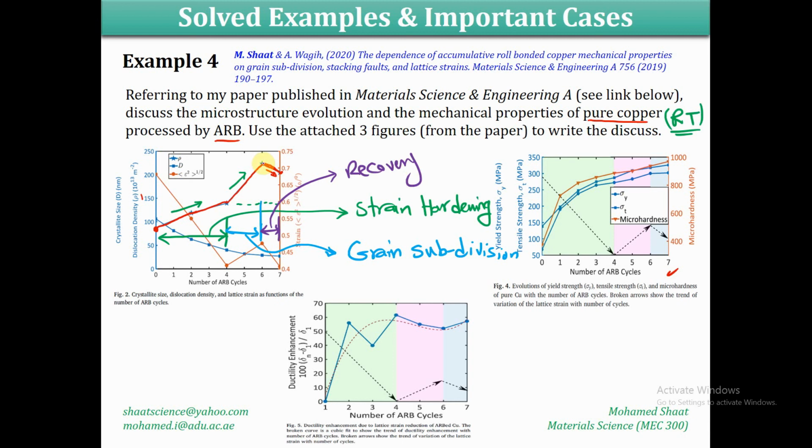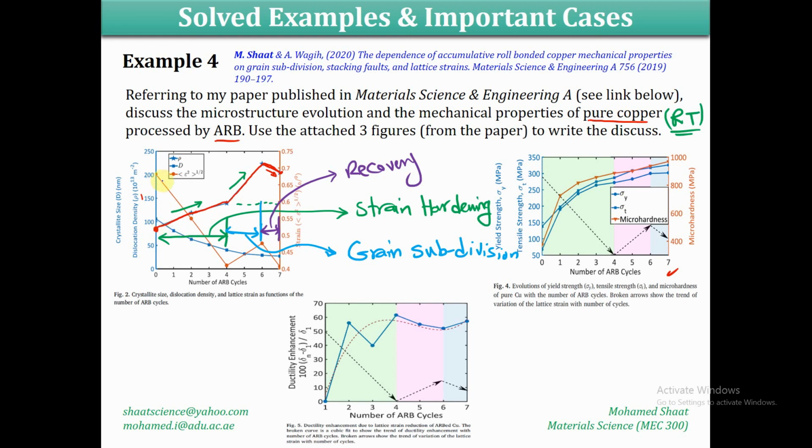This recovery indicates a slight decrease in the density. As you can see, the density is slightly decreased. So these are the changes over the material microstructure in terms of the dislocation density from this figure. How about this blue curve?